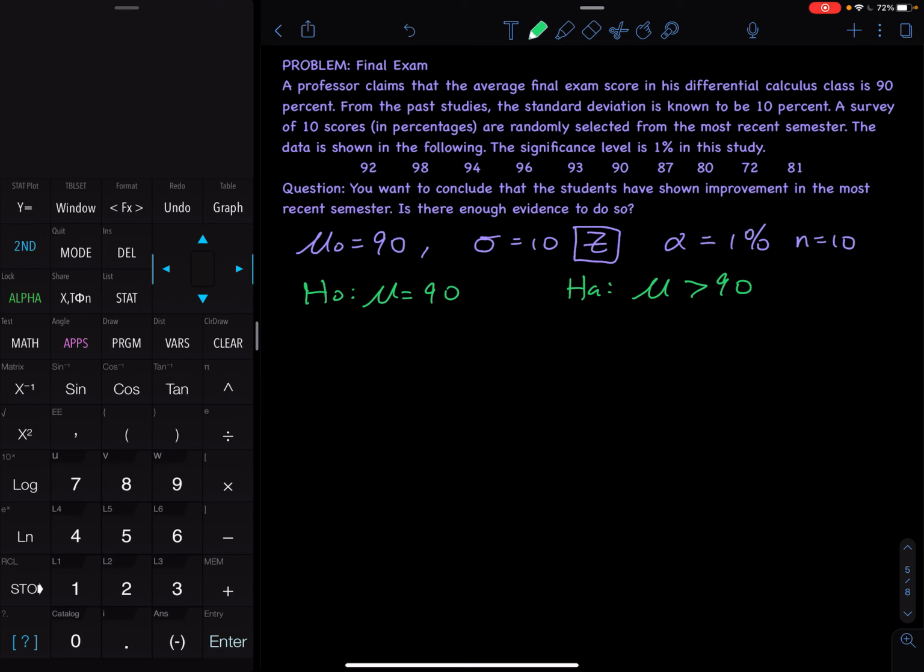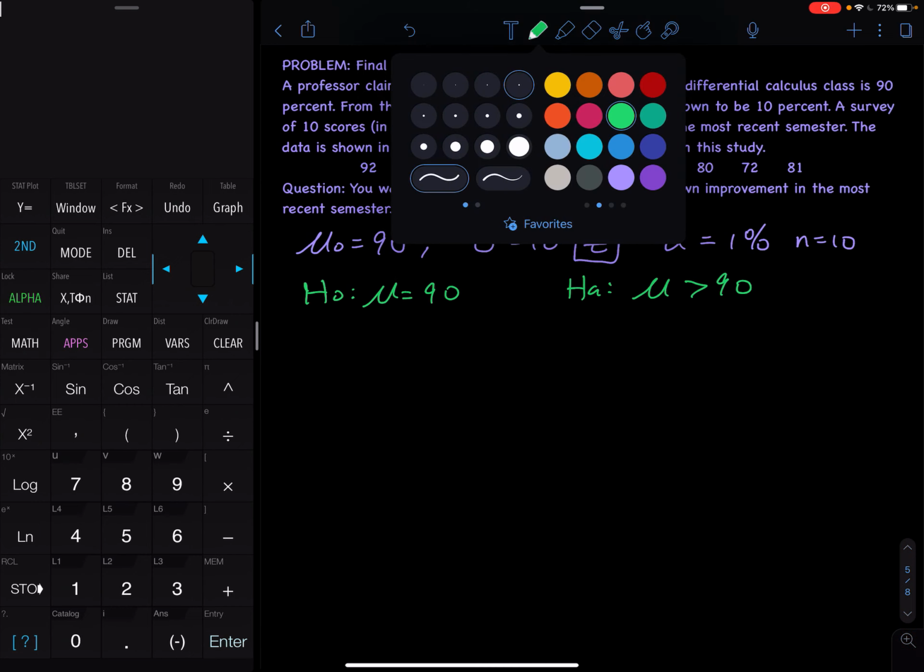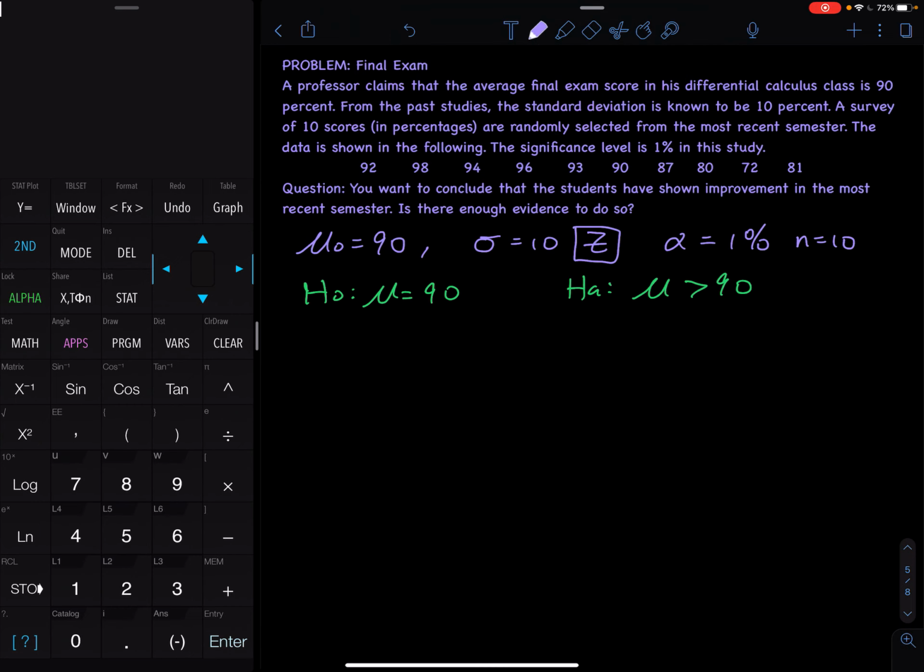And then what is next? The next thing that you will have to do is calculate the z, right? The test statistic and p-value. So z is equal to x bar minus mu divided by sigma over square root of n. So that equals a number. And then you also have the p-value.